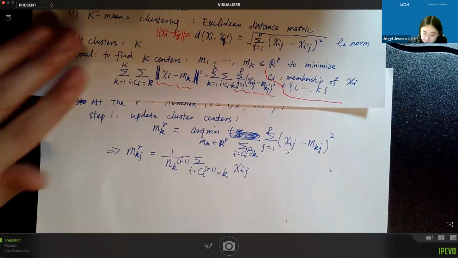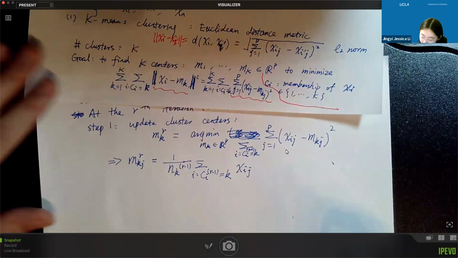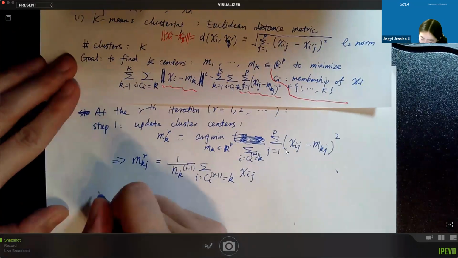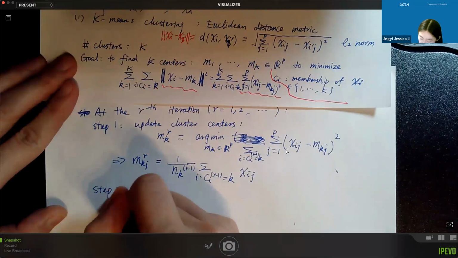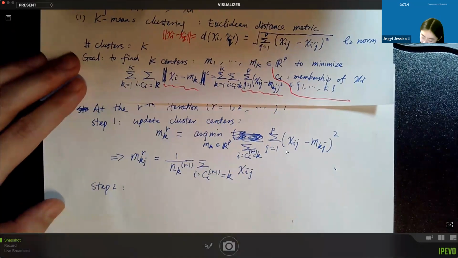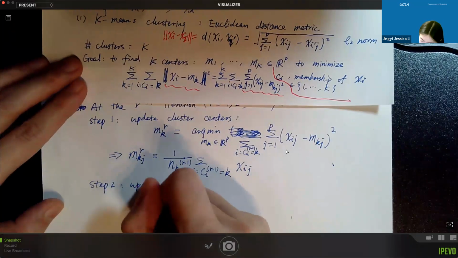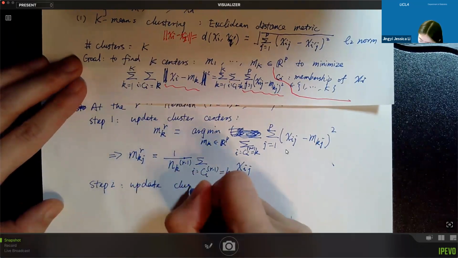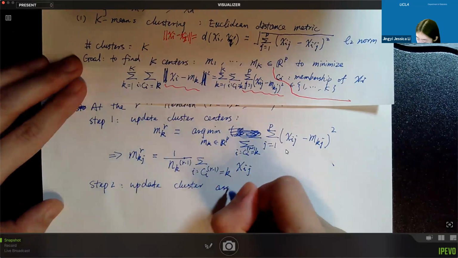Okay, and then step 2 is that given the new centers, we update the assignment. So we update the cluster assignments.